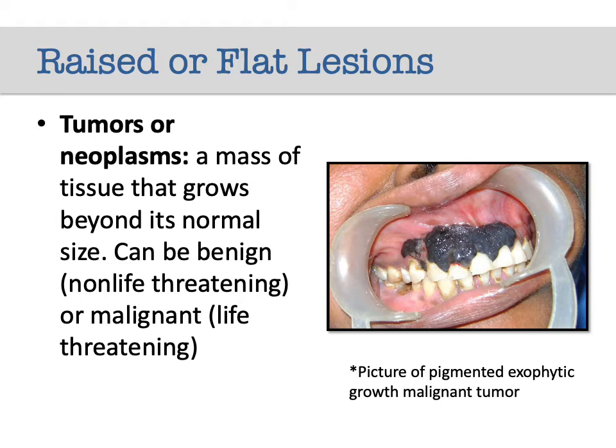Tumors or neoplasms are a mass of tissue that grows beyond its normal size. They can be benign, which means they are non-life-threatening, or malignant, which means they are life-threatening. Pictured here is a pigmented exophytic growth malignant tumor.